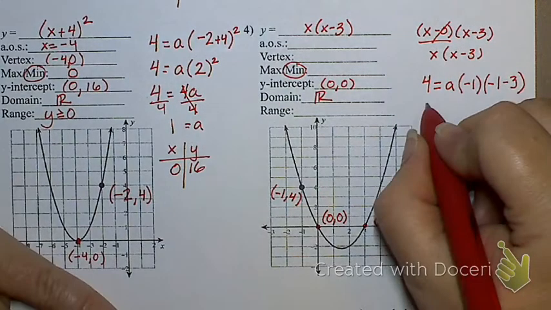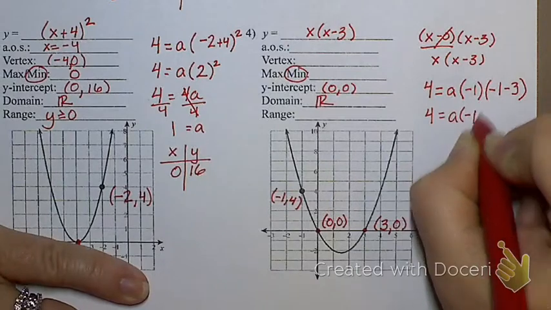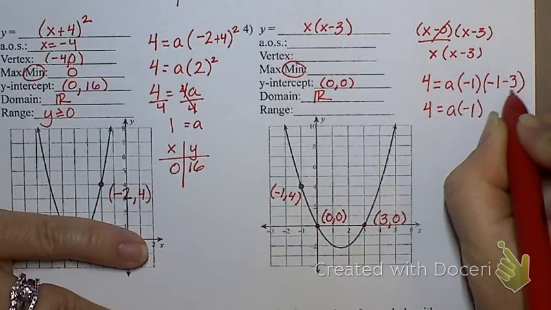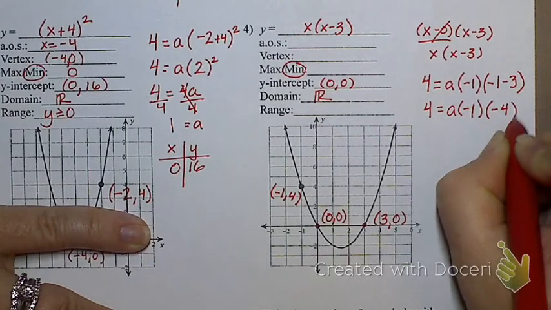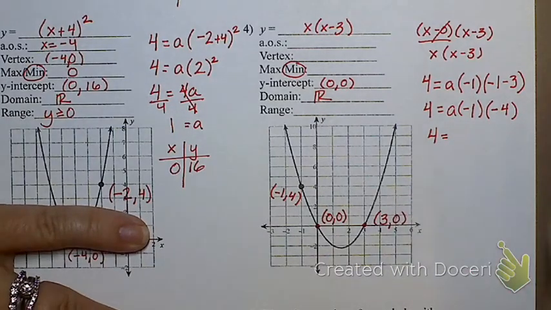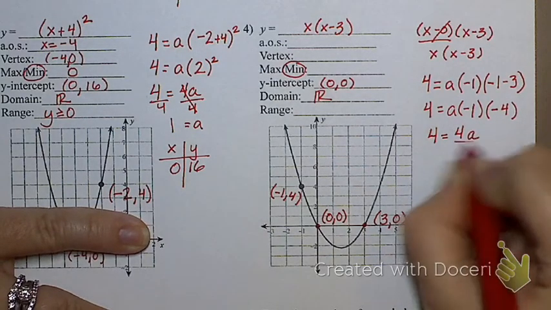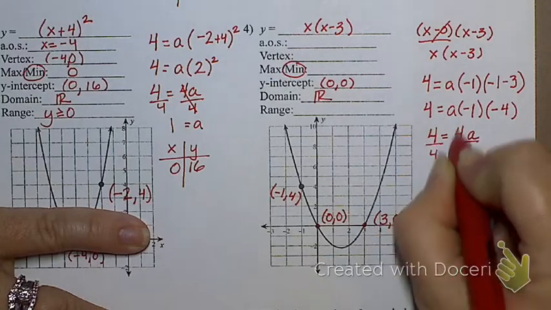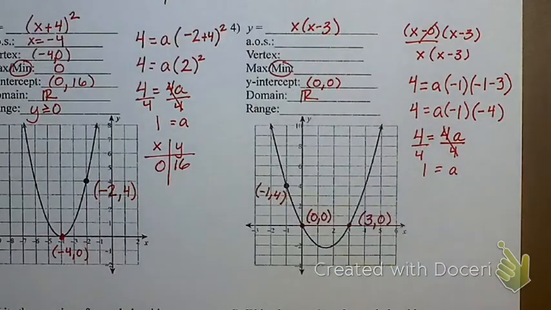And let's do some multiplying here. 4 equals a times negative 1 times what? Negative 1 minus 3 is negative 4. What is negative 1 times negative 4? 4. So what does a equal? 1. So again, I don't need to write anything there. A is just equal to 1. So far, so good? Yes.